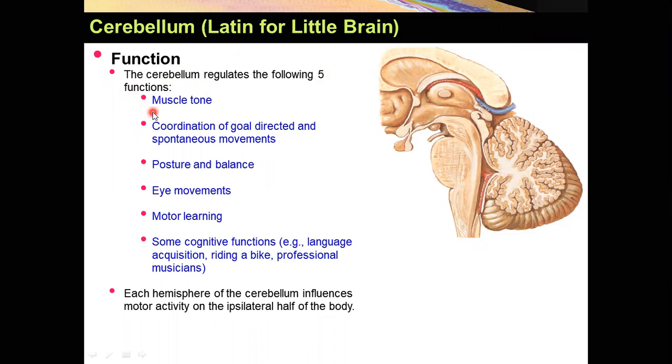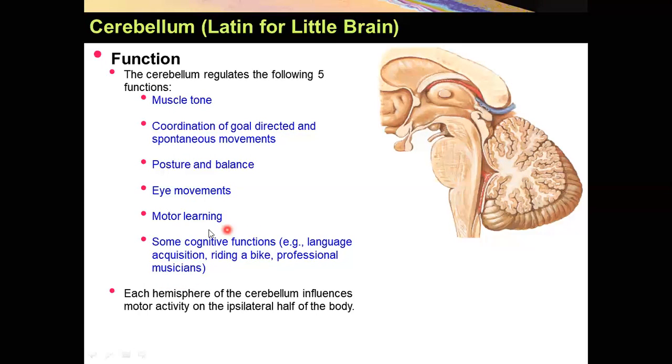The cerebellum controls muscle tone, coordination of goal-directed and spontaneous movements, posture and balance, eye movements, motor learning, and some cognitive functions, including language acquisition, riding a bike or riding a horse, and playing guitar or doing music.